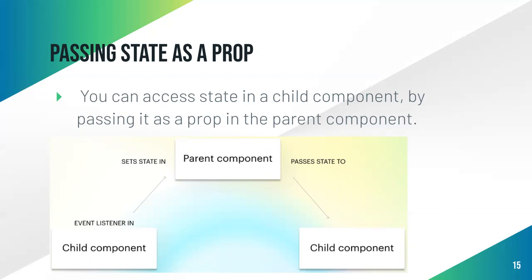So if you're having trouble communicating state between components, find the closest parent that's rendering both of those. Again, this will make more sense when you actually run into the issue, and React has some great documentation on passing state as a prop.